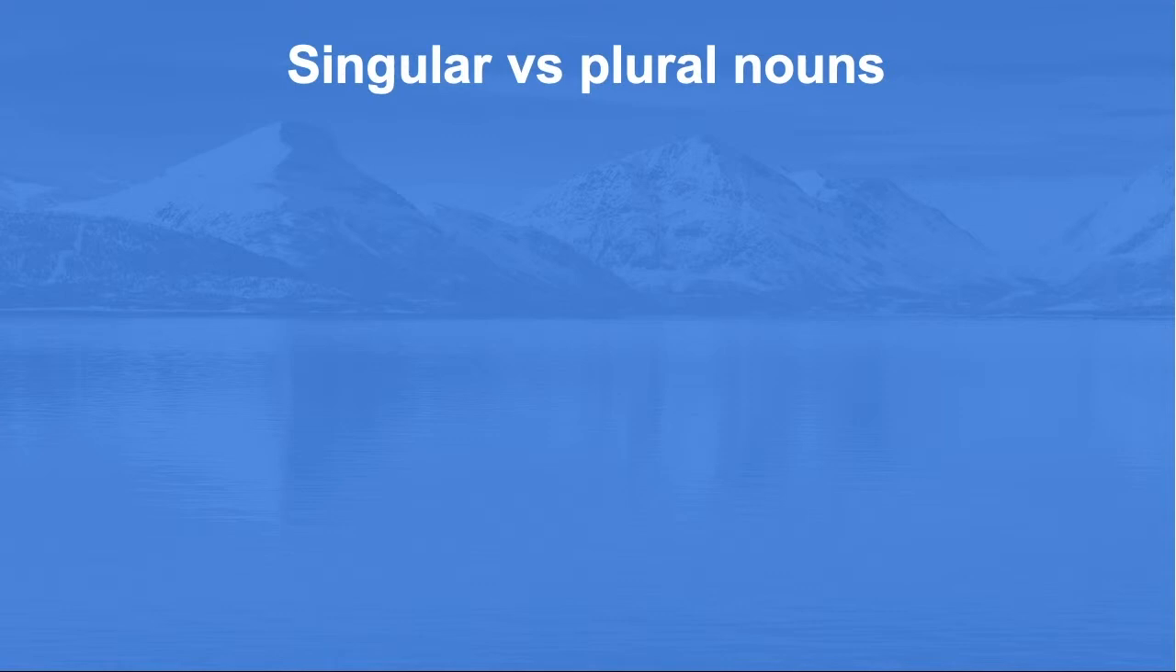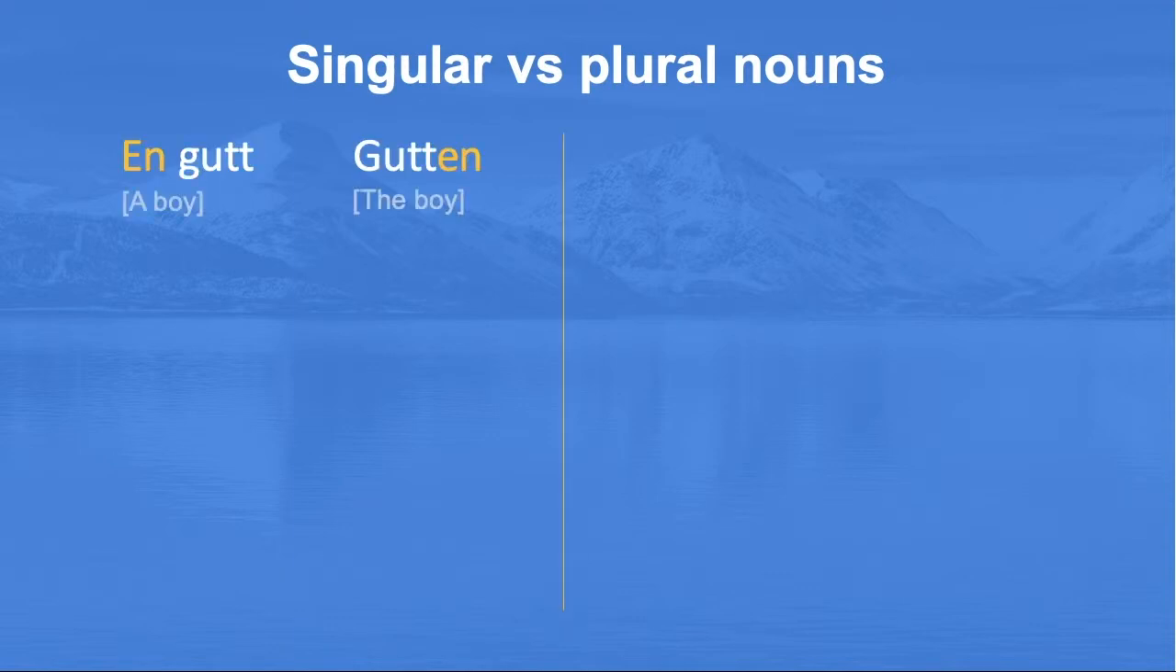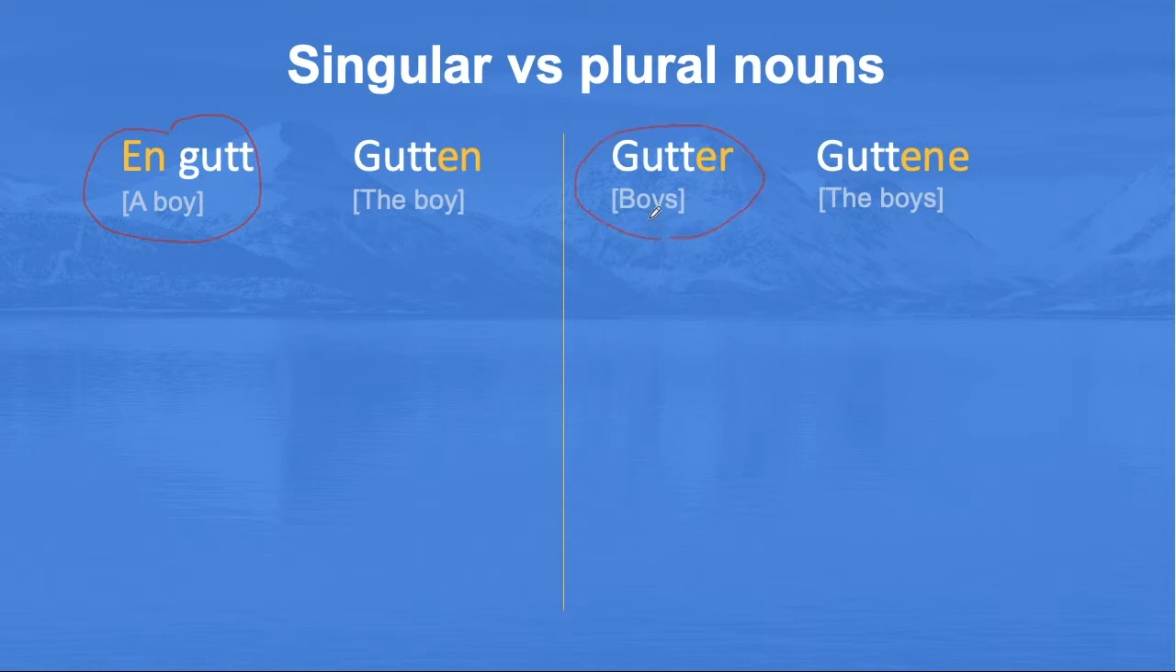So far we have looked at singular nouns, but how are they formed in the plural versions? Let's have a look. En gutt, gutten. Gutter, guttene. Some observations. Here is the indefinite version. We're not speaking about a specific boy, but we're speaking about a boy in the singular. And we have the similar situation on the plural side. Gutter, boys. Here we're not speaking about any specific boys, but boys in general. This is the indefinite version on the plural side.